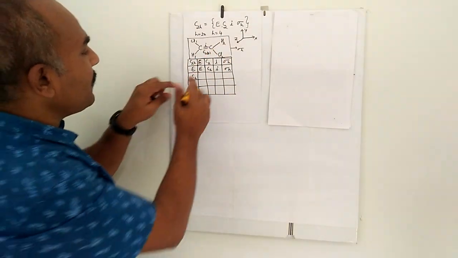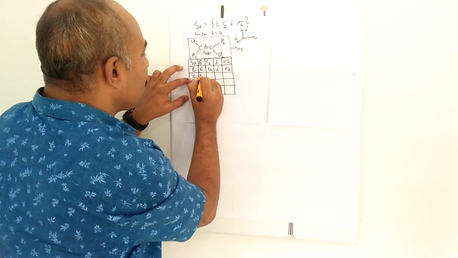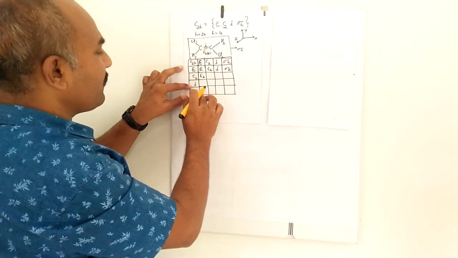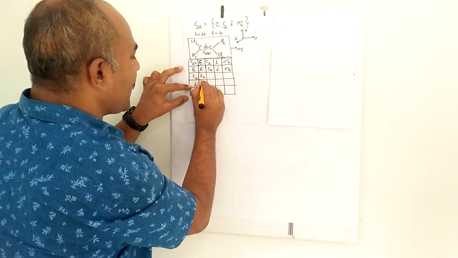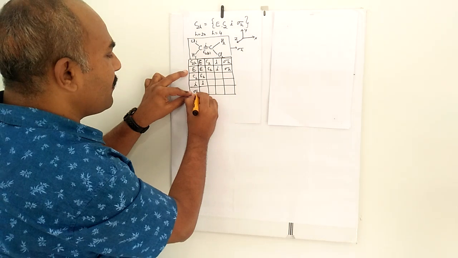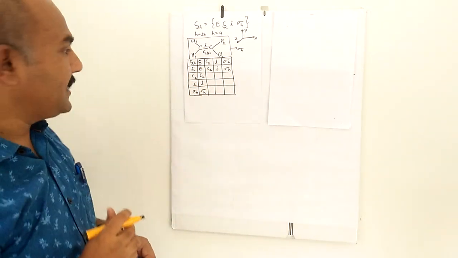So when you fill up the second row, C2 multiplied with E, answer is C2 only. First fill up the first column: inversion center multiplied with the identity element gives i, and sigma h multiplied with the identity element gives sigma h.